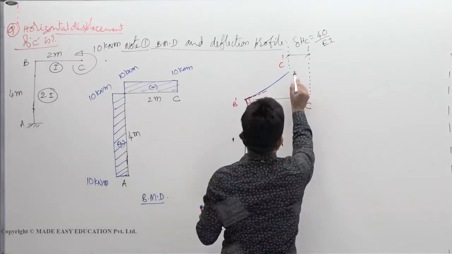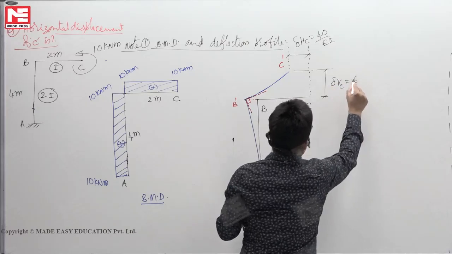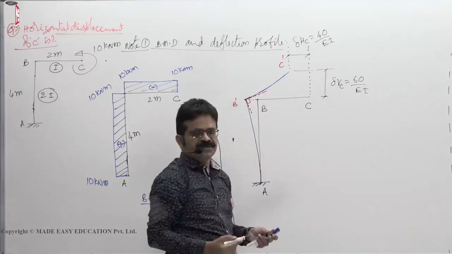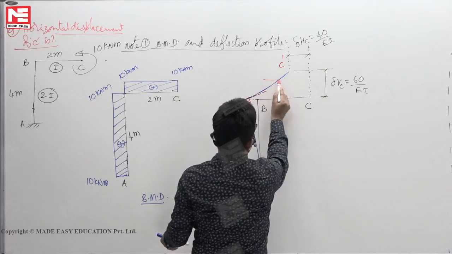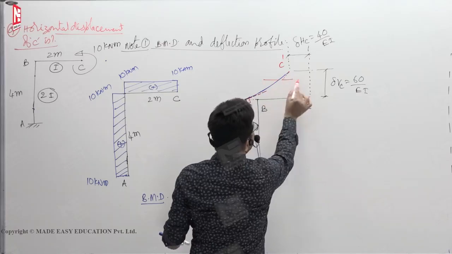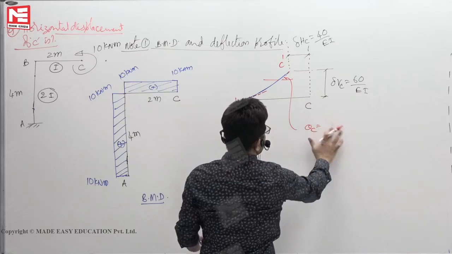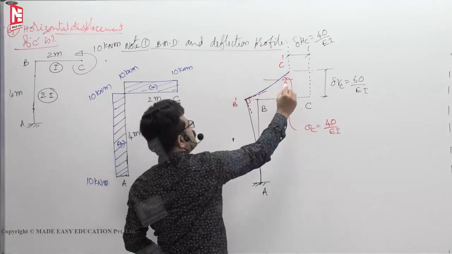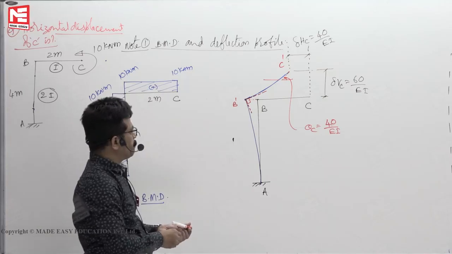Next delta VC. This value we got as 60 by EI. Upward it went. So again minus we should not write. Then theta C is 40 by EI. We got it. How to get that? At this point, if you drop a tangent to the curve, with respect to horizontal, how much does it make? Theta C is now 40 by EI. Anti-clockwise means like this. This is the anti-clockwise rotation. So this is the deflection curve.